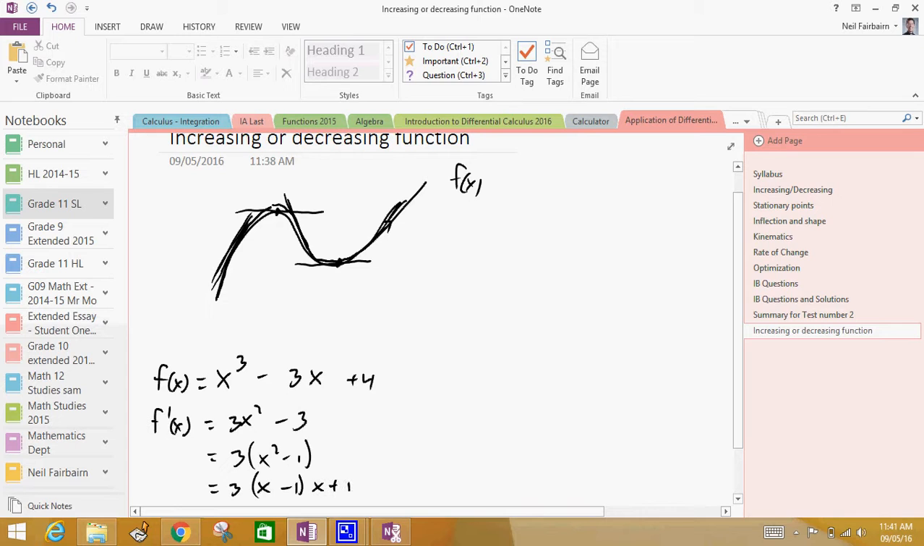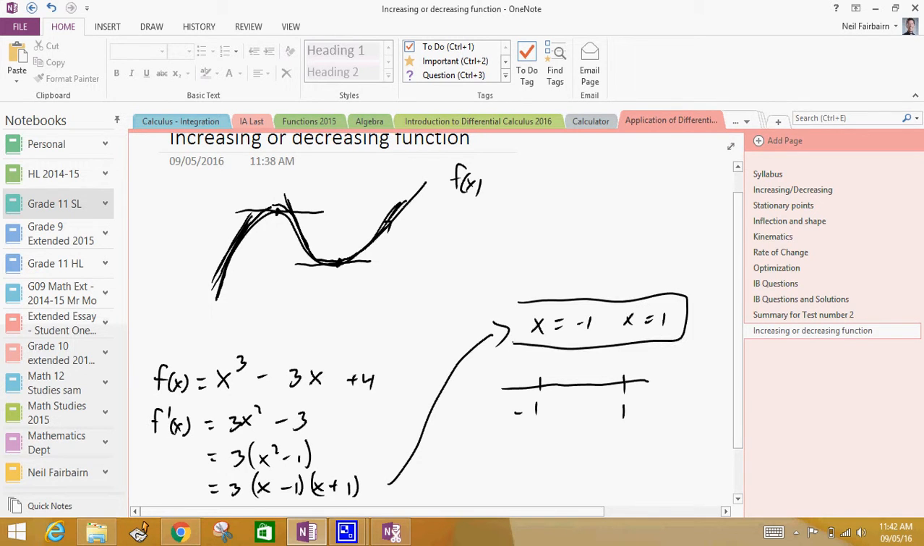times x plus 1. Now if we look at that function, when is the slope equal to 0? We can see that when x is equal to negative 1 or x is equal to 1, the slope is equal to 0. So if we did a sign diagram at 1 and negative 1, we could test before and after to see what the slope is before negative 1 and after 1. Because we know here is where the slope is equal to 0.